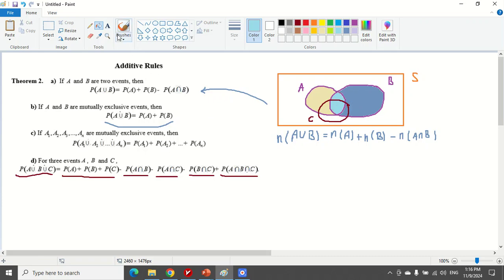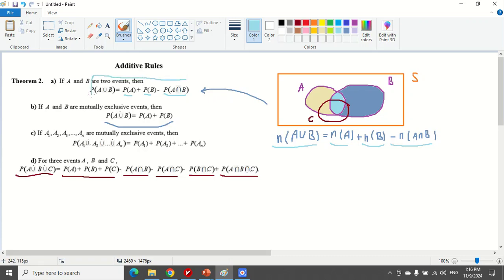To avoid that problem, the number of elements in a union is equal to the number of elements of A plus the number of elements of B, when I remove the number of elements of their intersection. Based on this definition, we can say that the probability of their union is equal to the probability of A plus the probability of B minus the probability of their intersection, and this is the additive rule.